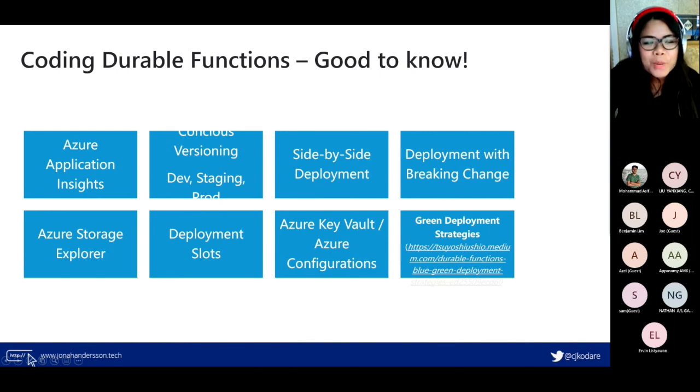Okay, but when it comes to coding durable functions, there are good things to know. For example, you can use Application Insights for monitoring as well, especially in production apps. And when it comes to versioning, what I meant here is conscious versioning, which means that when your Azure functions are already in production, especially durable functions, they're long running. So you don't want to interrupt what's in production already.